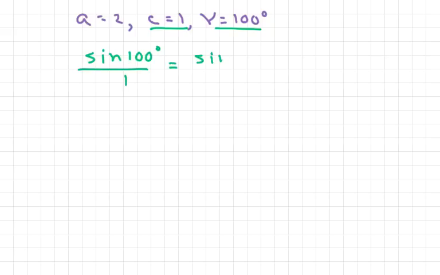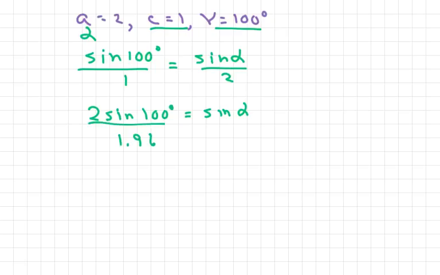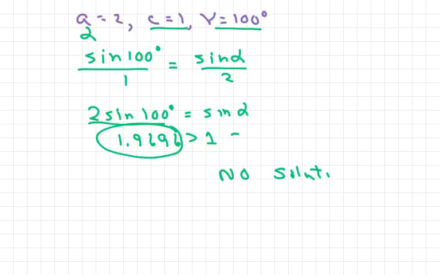And we'll go a little faster because these are all going to be no triangles. We have a equals 2, c equals 1, gamma equals 100. I'm just going to use this info here. Sine of 100 over 1 equals sine of alpha over 2, since alpha goes with a. You cross multiply, you get 2 sine of 100 equals sine of alpha. And that equals 1.9696, which is greater than 1. So right away, this is your sine of alpha, and it doesn't make any sense. It doesn't make a triangle. So this would be no solution. Or again, you could do inverse sine of that and you would get an error in the calculator.